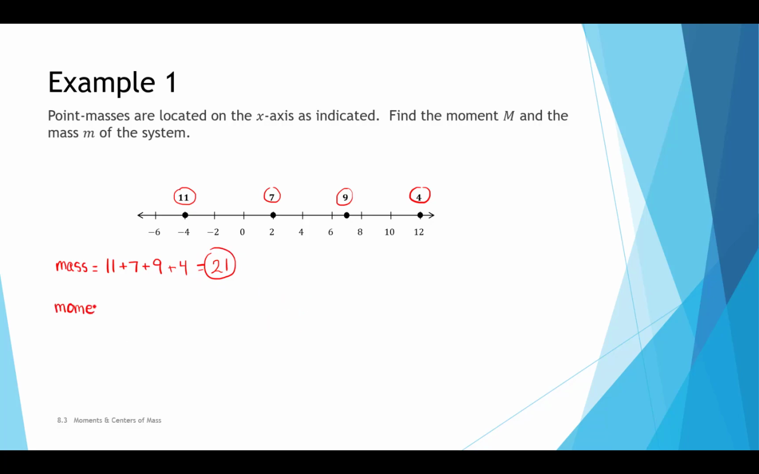To find the moment, we add up the moments of each of those 4 masses. To find the moment of each point, we take the mass and we multiply by the corresponding x value. So this first point has a moment 11 times -4. The second point has a moment of 7 times 2. The third point has a moment of 9 times 7, right? This x value is 7. And the last one has a moment of 4 times 12.